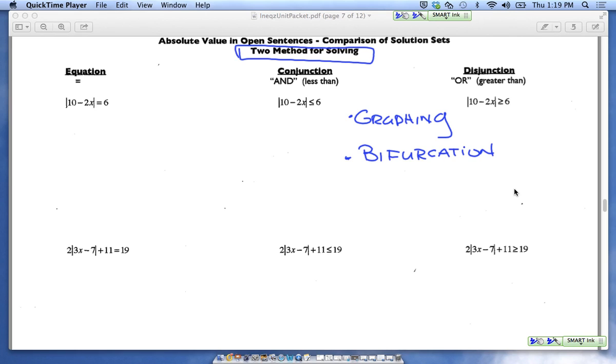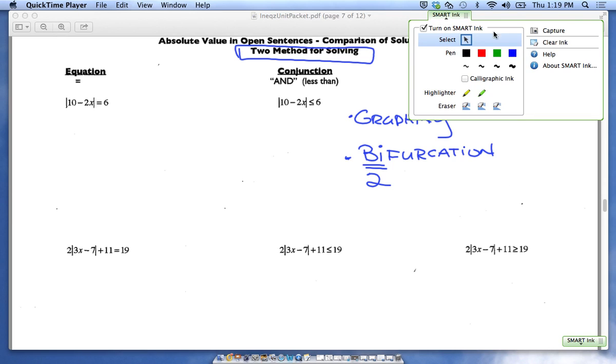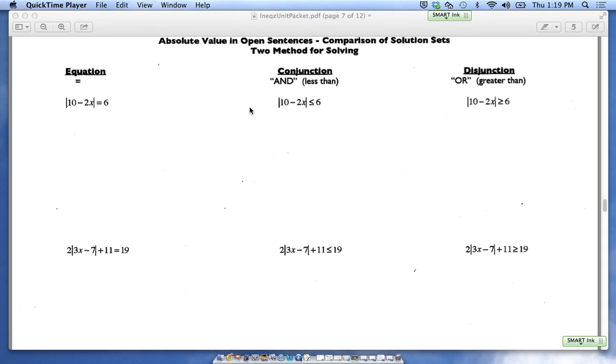It's called bifurcation, and the prefix bi means two. So that just means you're simply breaking it apart into two separate equations and arriving at your answers by splitting it into two separate equations. But it actually does have a name. So let's go through the methods here in this video. And of course, I will hold you responsible for knowing both.